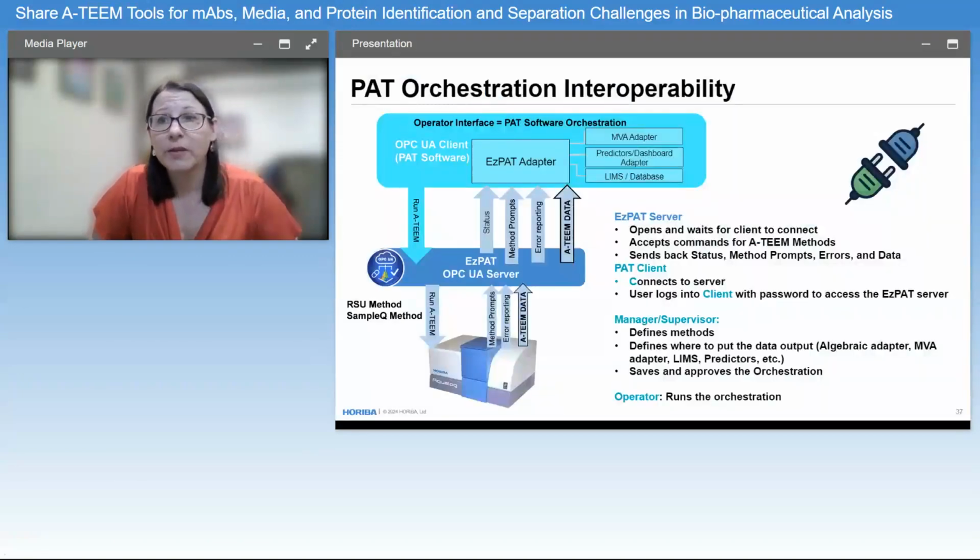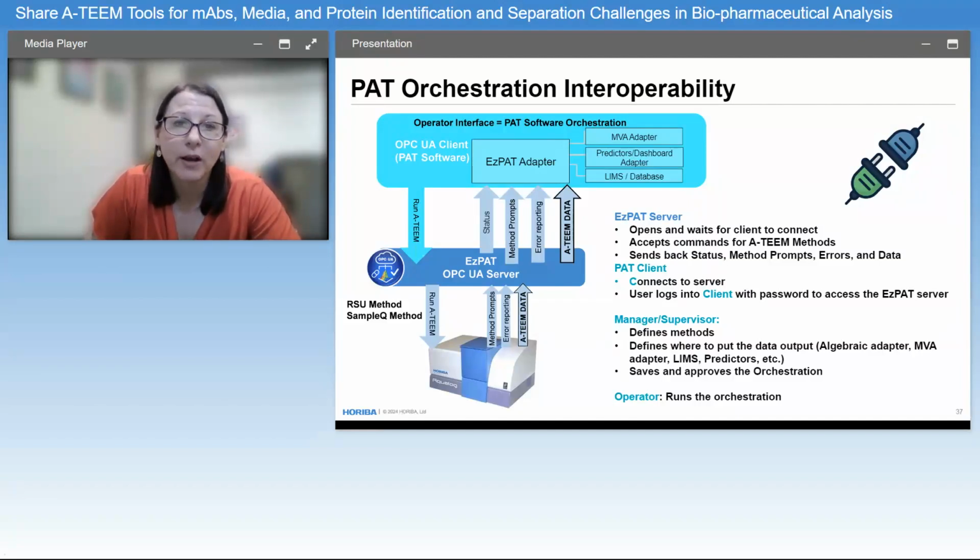The good thing about OPC-UA communication is that it can be used for the Aqualog. It can be used now to basically plug into a PAT software client, which is already in use. And so, as you may know, the processes used in PAT involve many methods other than A-TEEM. And so orchestration software often controls all of them.